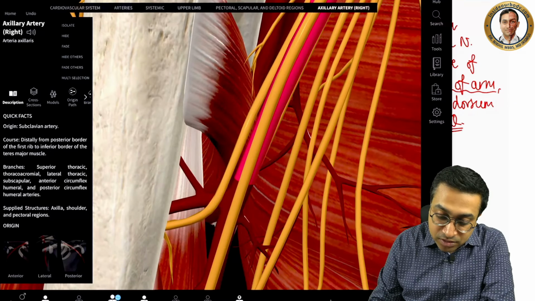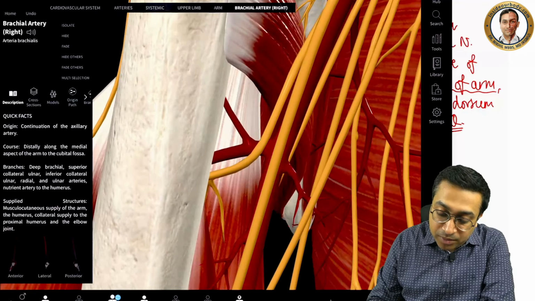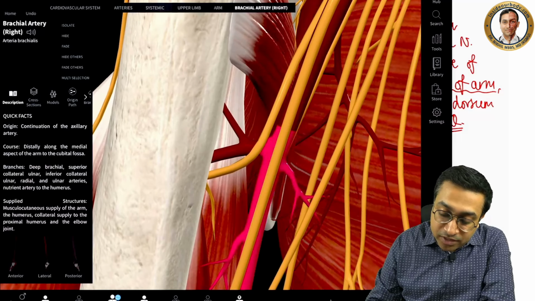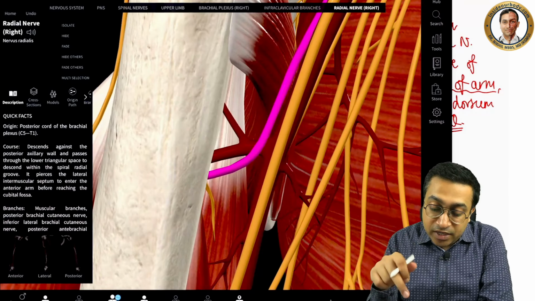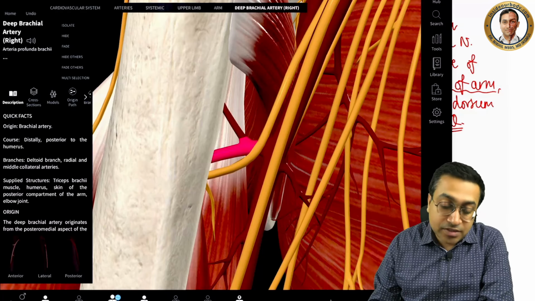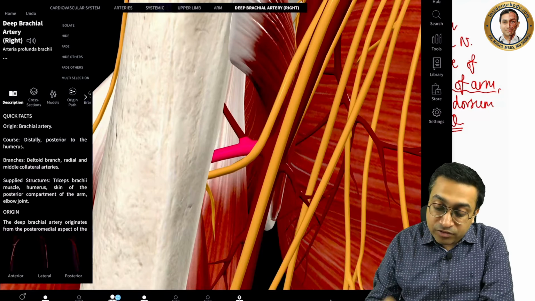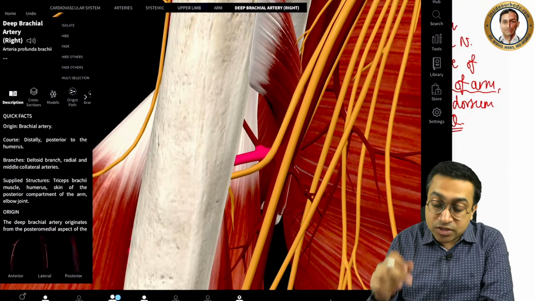This is the axillary artery which continues as the brachial artery in the arm. You know, the arm name is brachium. So just behind this is this radial nerve. This radial nerve is accompanied by this deep branch, that is the profunda brachii artery, and the radial nerve enters the posterior compartment of the arm by passing through this triangular interval.